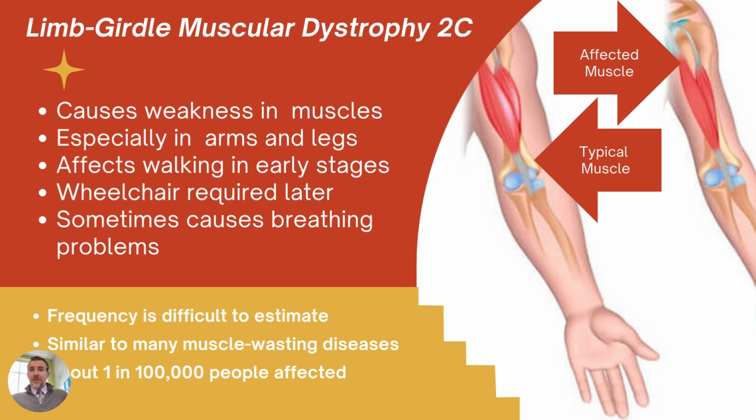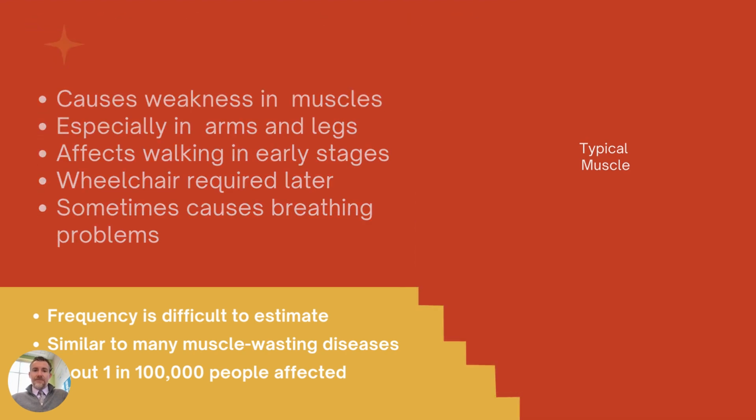The frequency is a little tricky to estimate because there's a lot of overlap in the different muscular dystrophies, and some of them are tricky to diagnose. So it's estimated it's about 1 in 100,000 people that are affected.